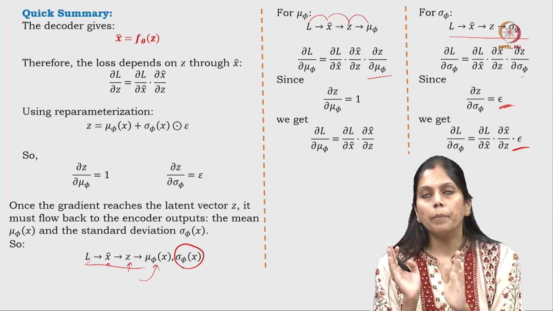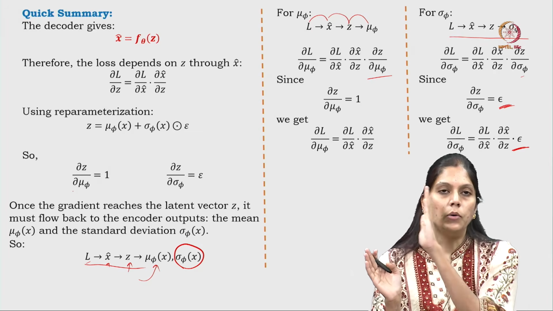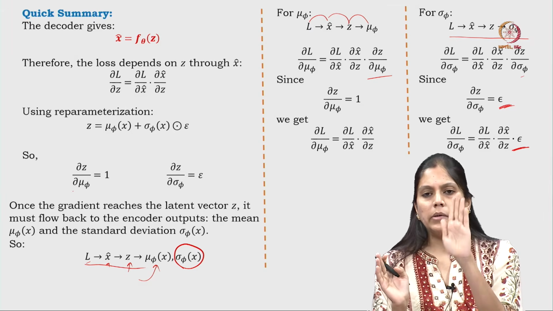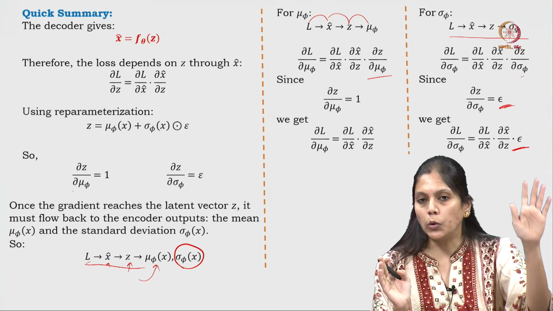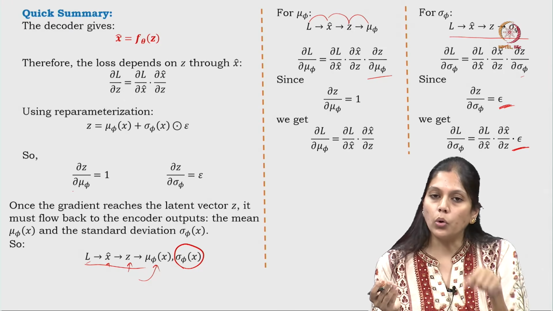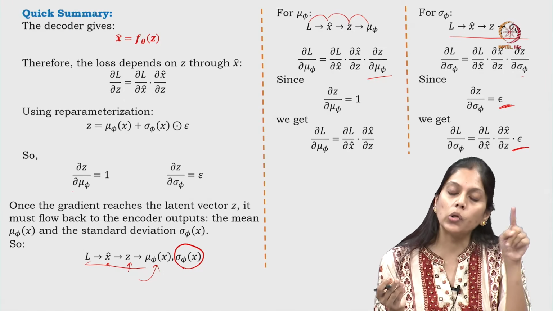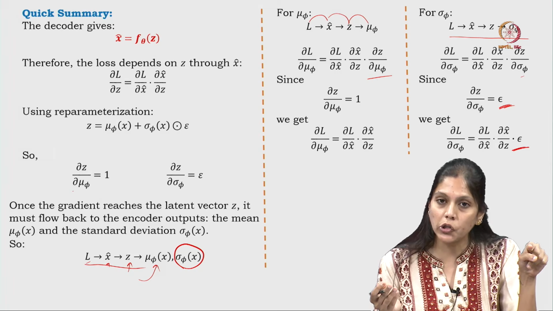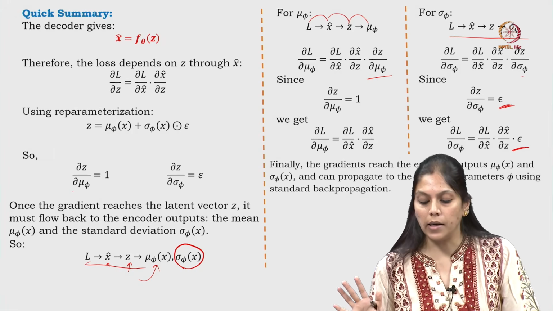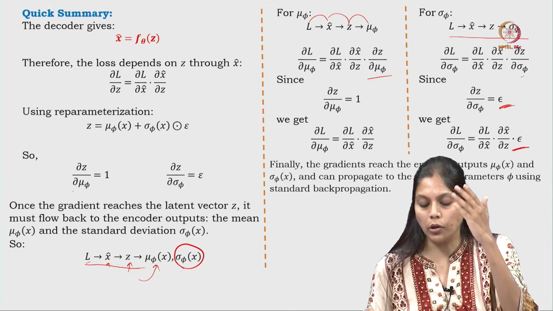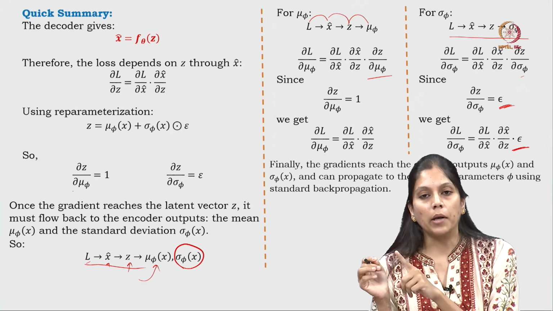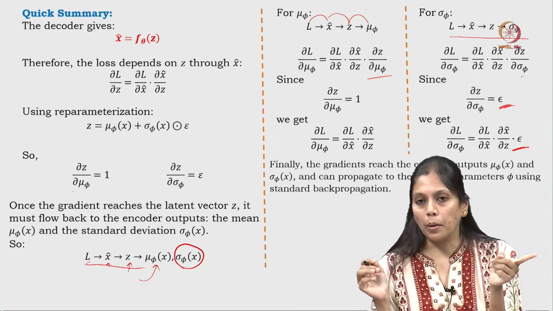Which means from loss you have reached the decoder, from decoder you have reached z, and from z you have successfully reached the output parameters. What is only left out? You have to now go to the encoder, and in the encoder also we have weights and bias. We have to now reach there. So what is the next step? Finally, once the gradients have reached the encoder output, that is the mean and the standard deviation, we can now propagate to the encoder parameters.